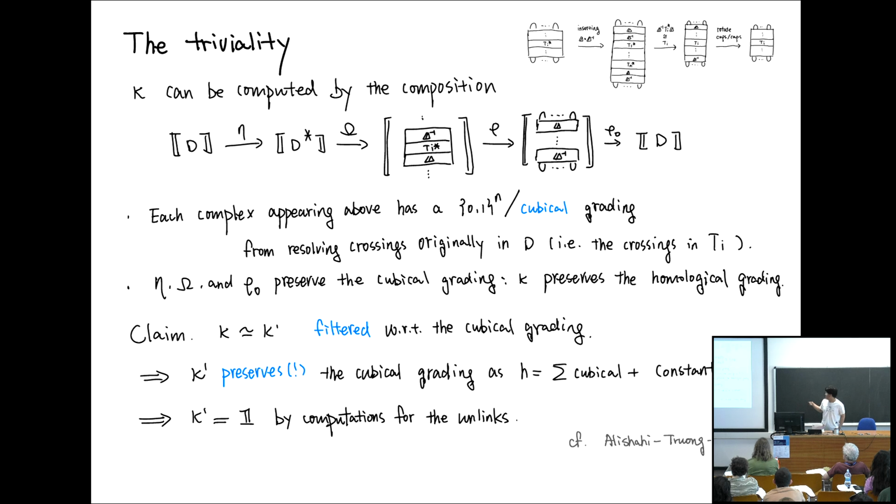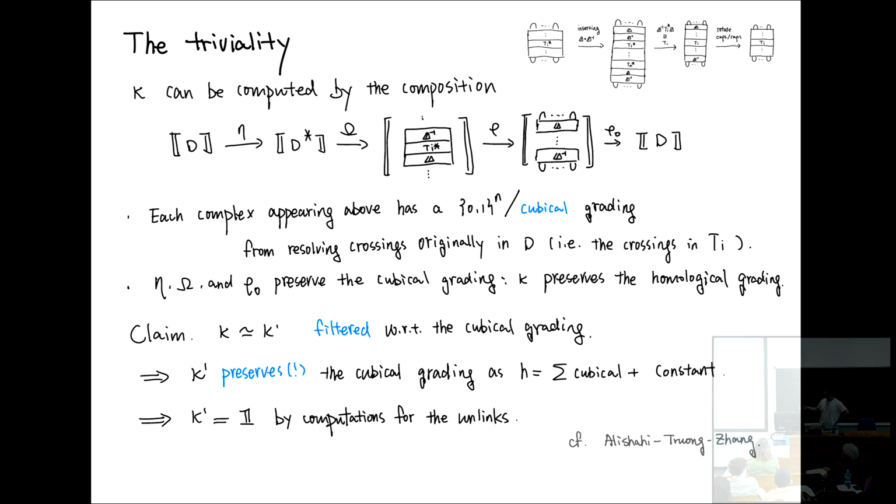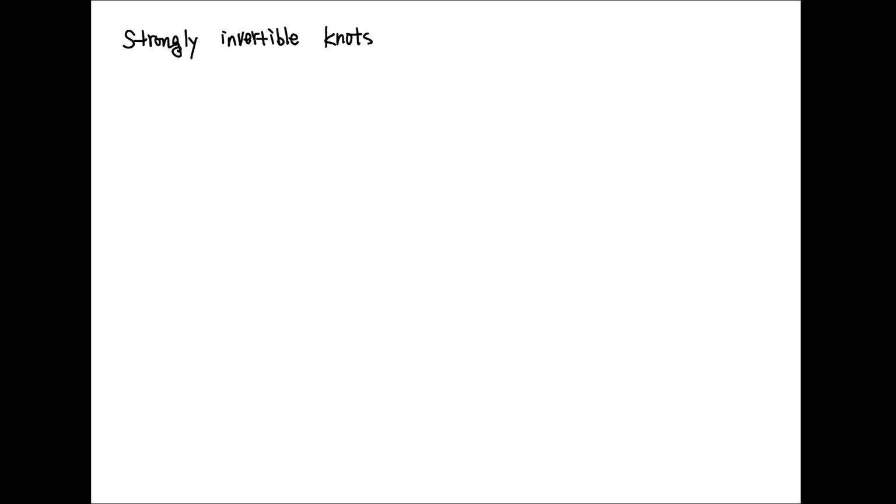Okay, cool. So I've almost finished the trivial part, so let me come to the interesting part. I've already proved that this kappa is homotopic to the identity, and let's restrict ourselves to strongly invertible knots.